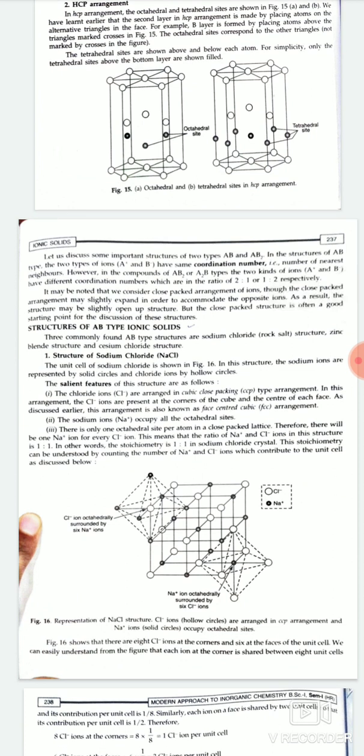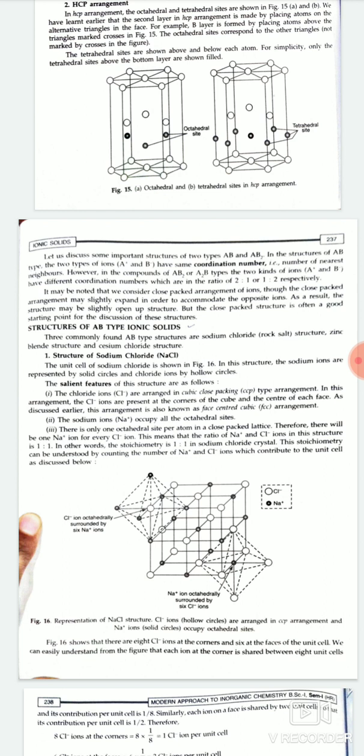Now let us discuss some important structures of two types, AB and AB2. In the structure of AB type, the two types of ions, A positive and B negative, have the same coordination number, that is, the number of nearest neighbors. However, in compounds of AB2 or A2B types, the two kinds of ions, A positive and B negative, have different coordination numbers, which are in the ratio of 2:1 or 1:2 respectively.